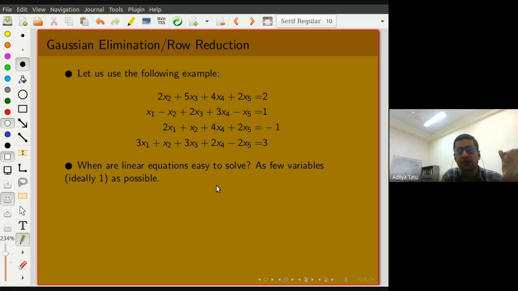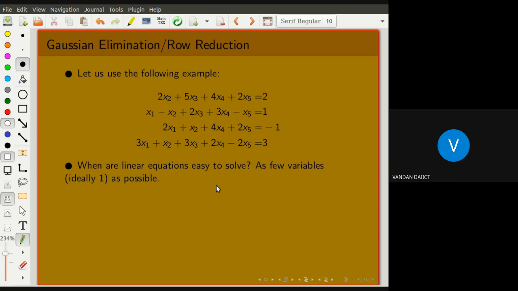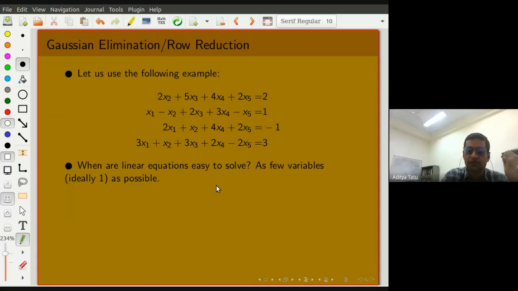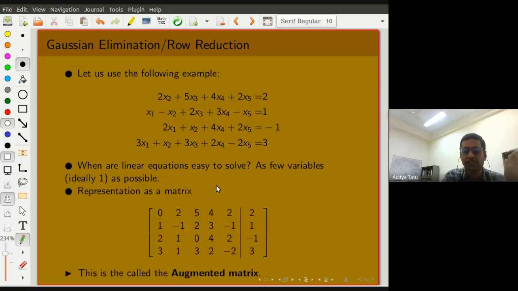But is it going to be possible that these four equations in five variables, you're going to be able to reduce it into only one variable? All equations simultaneously, can you reduce it into one variable? No, sir. There will be at least one where we will have two variables. Exactly. So let us try to reduce or transform this linear system of equations to something simpler.